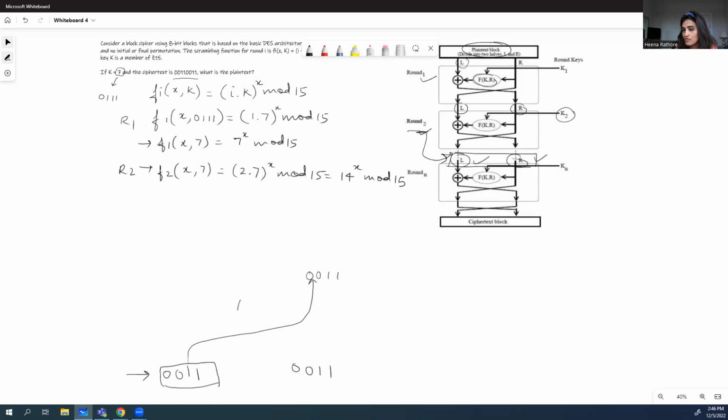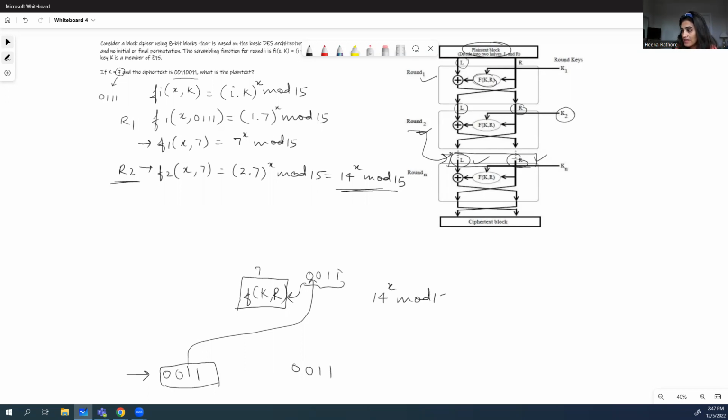The same right-hand side is applied to this function. So this is our function, which is f of key and right-hand side. The key which is given is 7 and the right-hand side is this. And what we computed was this particular function, which is for round number 2. For round number 2, the function was this: 14 to the power of x mod 15.